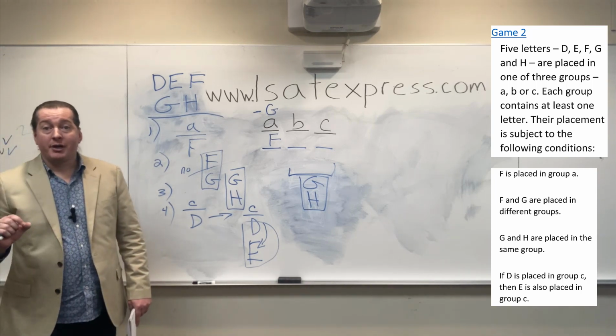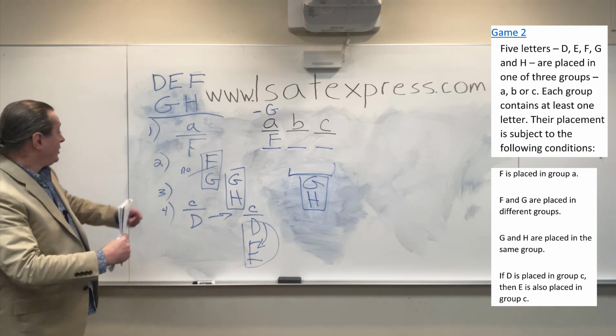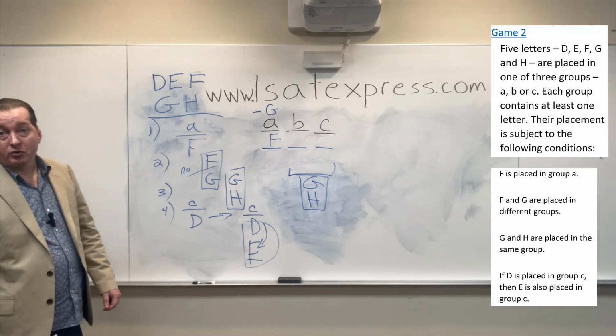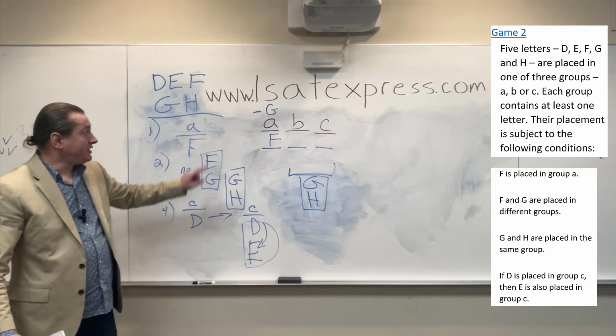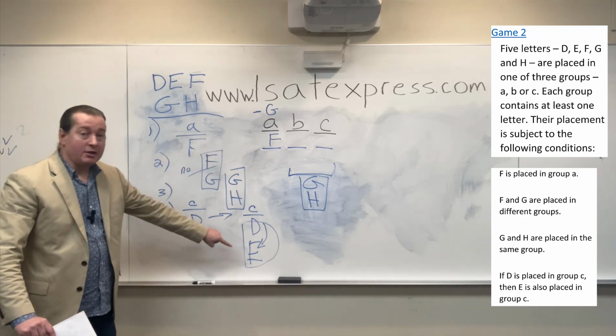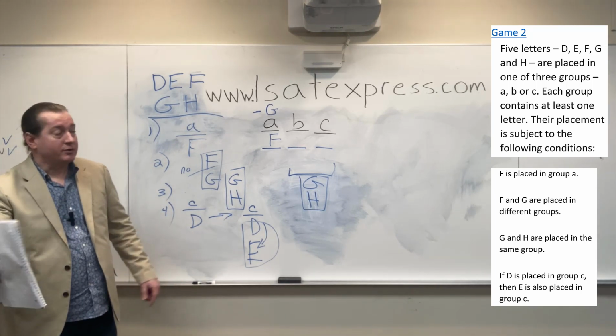Last time we created 2 scenarios. More than half the time you want to do that. In here, we could certainly do that. I could build 2 scenarios based on Rule 2. I could build them based on Rule 4. Scenario 1, if D is in Group C, then E is there. Scenario 2, if D is not in Group C, then we don't know where E goes.